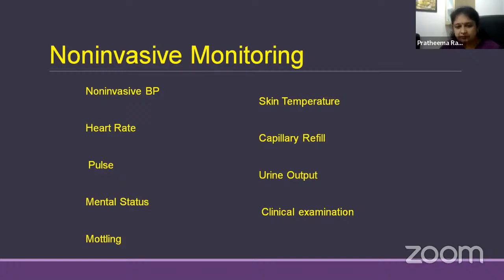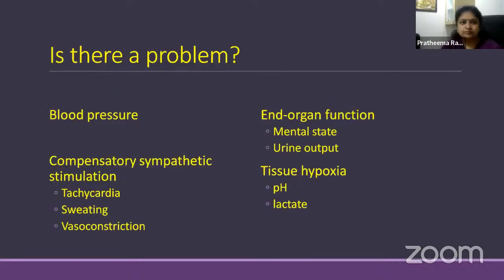So all the 3 parameters or the 3 windows are what we look into when we do the clinical examination. So there starts the monitoring, and it is non-invasive. When we look at the patient, we need to know, is there a problem? Okay, blood pressure is normal, but if the blood pressure is normal, we cannot rule out a shock, because there can be some compensatory mechanism going on.